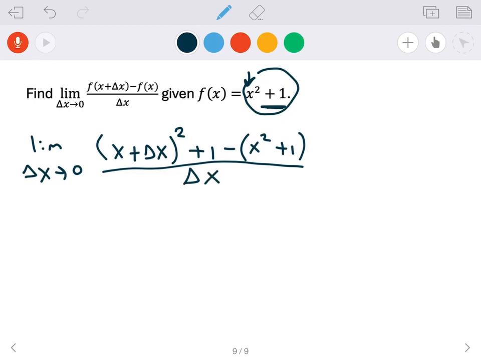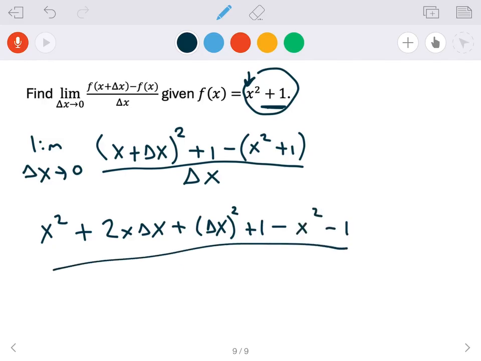Now I could try right now to plug in 0, and I think I would run into trouble. I think it's going to be indeterminate. So the first thing I'm going to do is expand all this on the top. So first I'm going to take this term and FOIL it. So I've got first, outer would be x plus delta x, inner would be x plus delta x, so I have two sets of those. And then last would be delta x squared, plus 1, and then I'm going to distribute that negative, minus x squared minus 1, all over delta x.